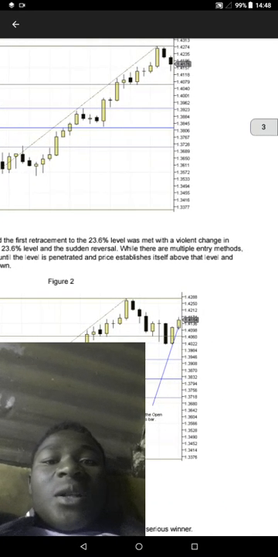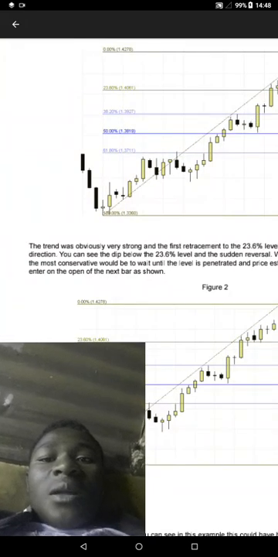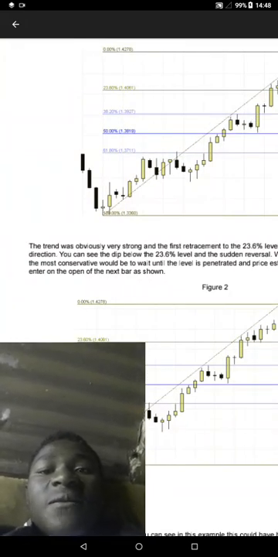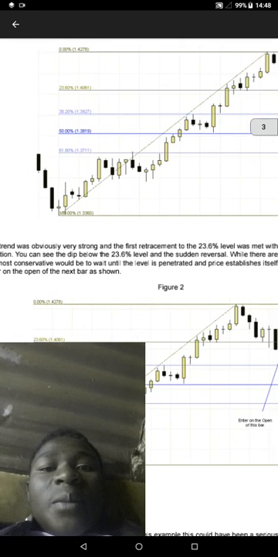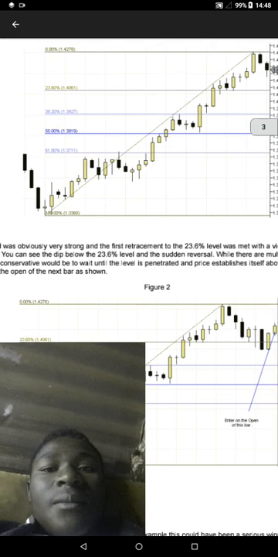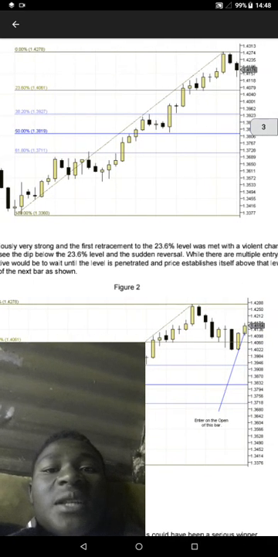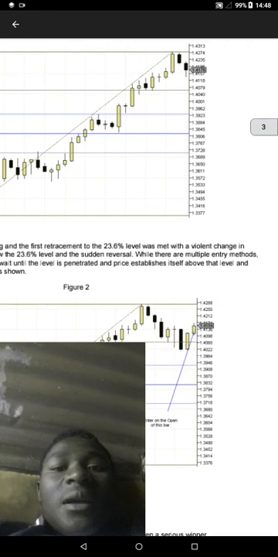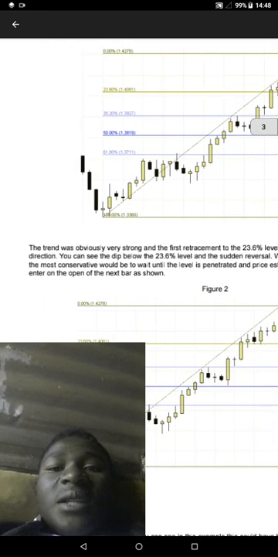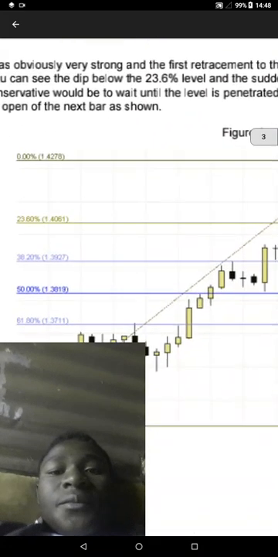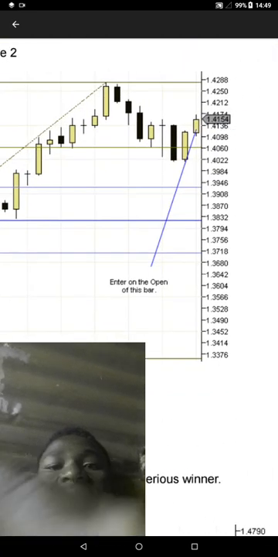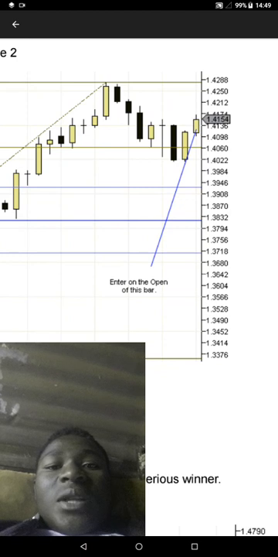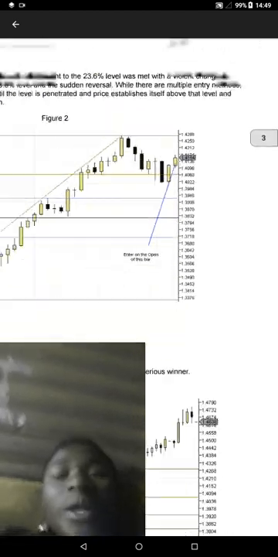While there are multiple entry methods, the most conservative will be to wait until the level is penetrated and the price establishes itself above that level, and enter on the opening of the next bar. As you can see here, guys, that is the entry on the opening bar that I was telling you about.